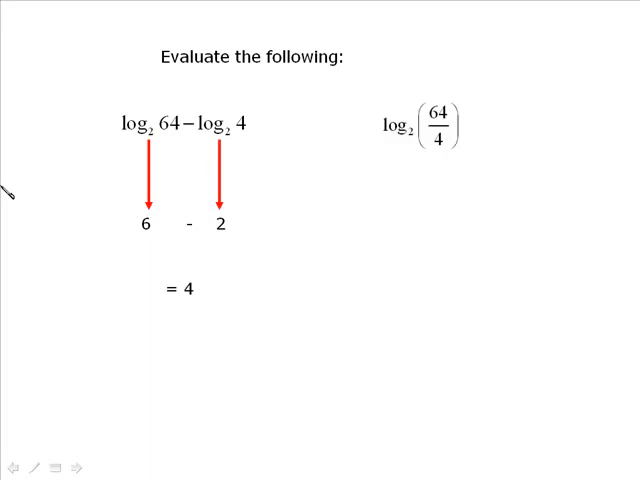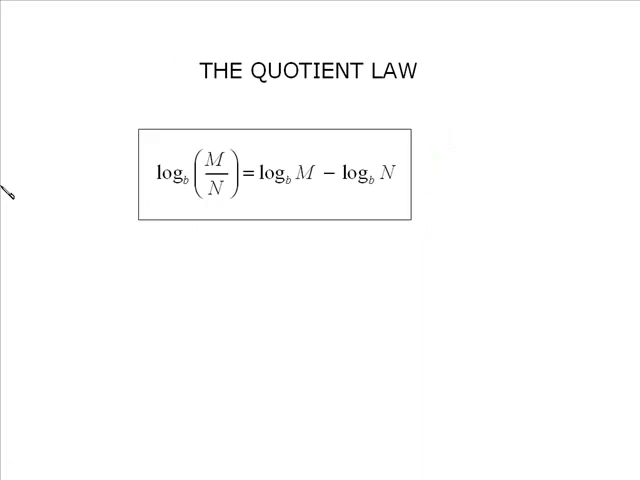Then, if we compare that with this statement, where we divide the numbers first and then take the log of it, 64 divided by 4 is 16. So this turns into the log of 16 base 2, which is also equal to 4. So what we're finding is that this statement is true: the log of 64 base 2 minus the log of 4 base 2 is equal to the log of 64 divided by 4 base 2. You can either subtract separately or you can express them as a single logarithm through division. This is known as the quotient law, and is stated as such: the log of m divided by n is equal to the log of m minus the log of n.